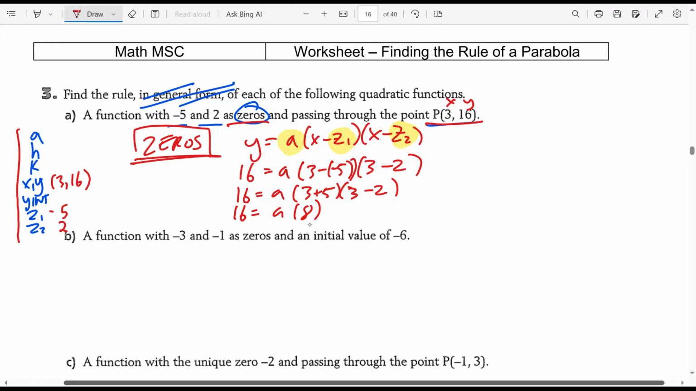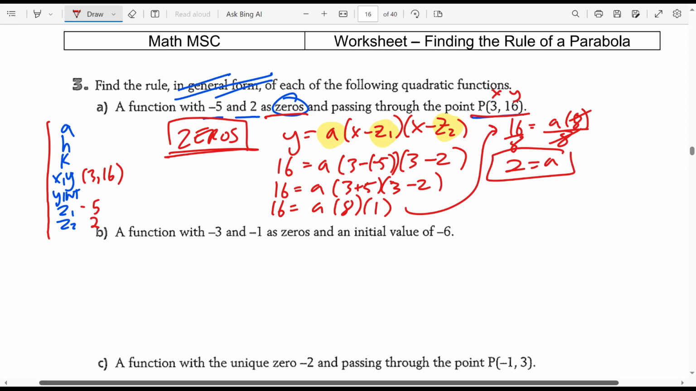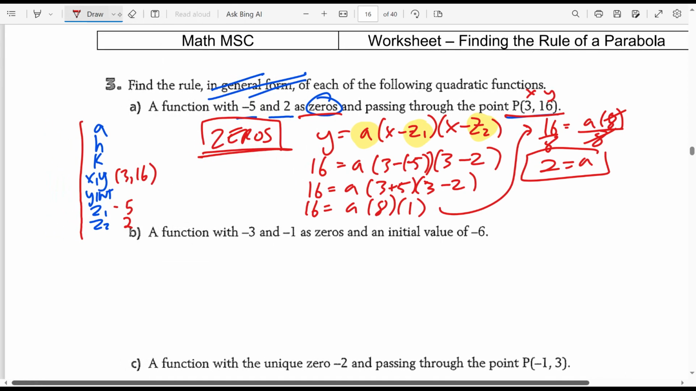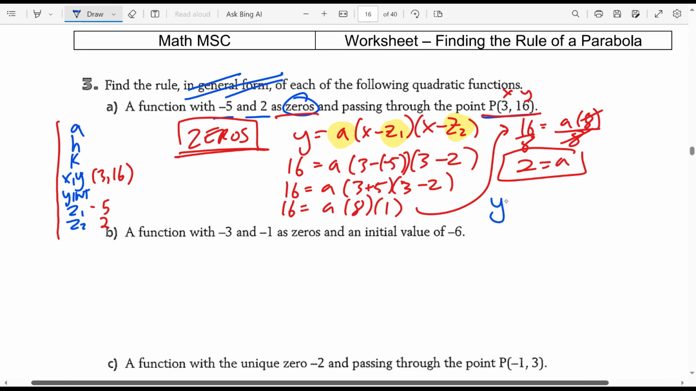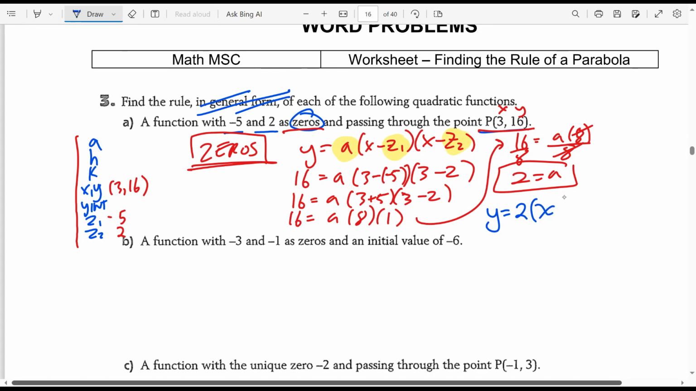A times 8, okay? And then I'm going to just say, okay, well, that is going to be 16 is equal to A times 8, divide by 8 on both sides. A is equal to 2. So what is the rule? The rule is everything combined, okay? Y is equal to 2 times (x + 5)(x - 2). That is what we're looking for.